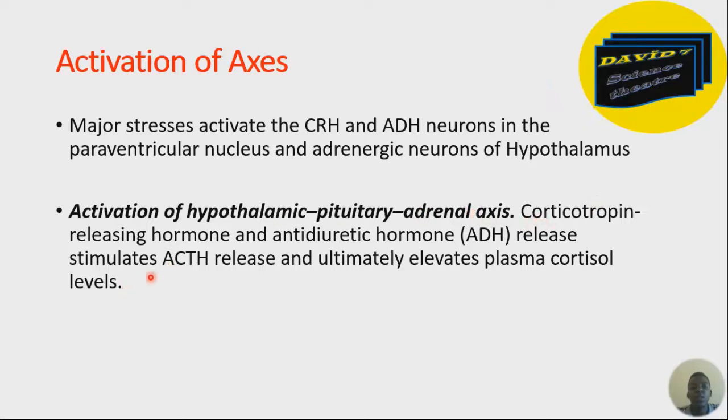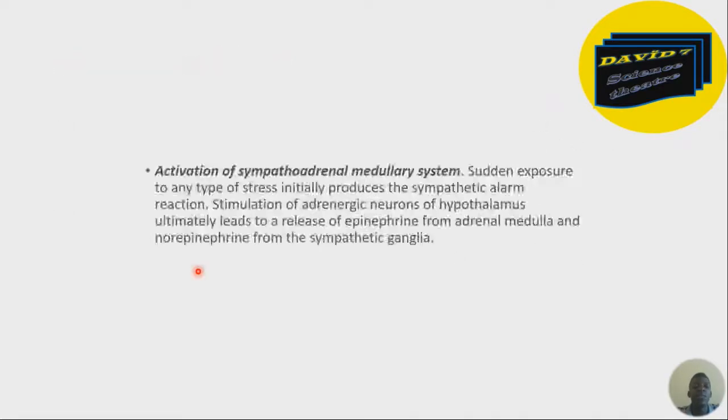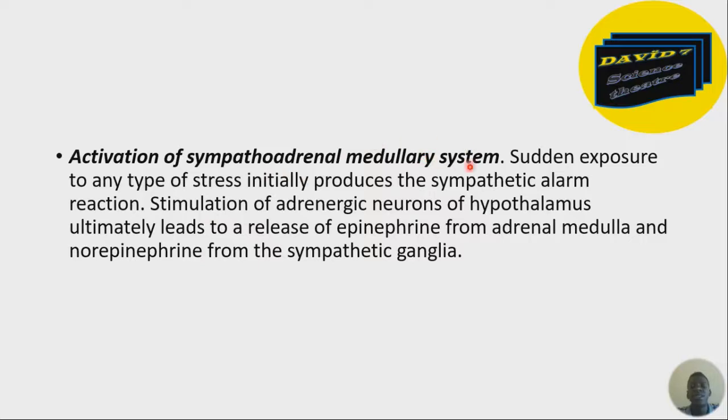We have corticotropin releasing hormone and ADH. These two hormones from the hypothalamus, on their release, stimulate ACTH release and ultimately elevate plasma cortisol levels. So when we have the two hormones released, adrenocorticotropic hormone release is stimulated. This elevates the plasma levels of cortisol. Cortisol will be produced by the zona fasciculata of the adrenal cortex. Okay. How is the other axis activated?